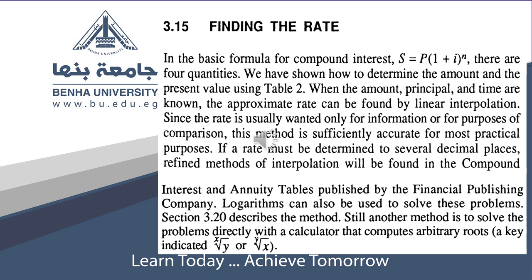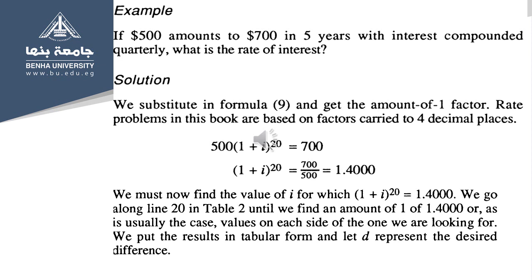This is an illustrative example. If 500 amounts to 700 in five years with interest compounded quarterly, what is the rate of interest? Solution: we substitute in the formula and get the amount of one factor. Rate problems in this book are based on factors carried to 4 decimal places. 500 multiplied by (1 plus i) to the power 20 equals 700. 700 must be divided by 500, so (1 plus i) to the power 20 equals 1.4.